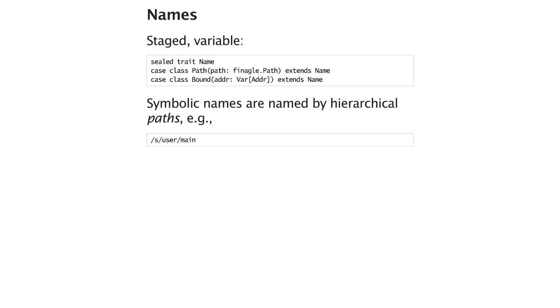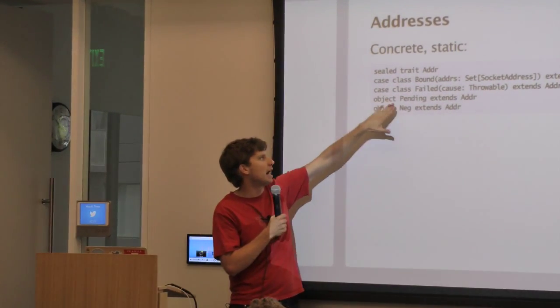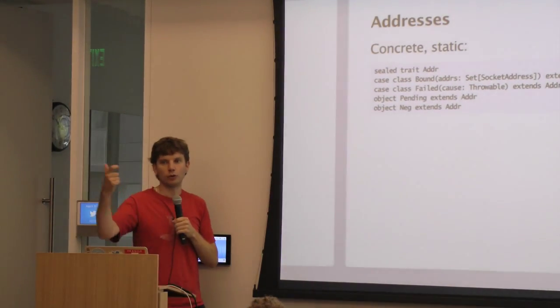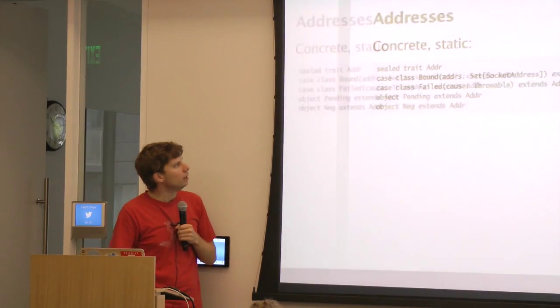Now, on top of an Addr, we have something called a Name. The interesting thing here, by the way, is that addresses are both concrete and static, right? This is just a regular socket address. Addresses describe concrete destinations. If I have an Addr.Bound, that represents a concrete host list, effectively, that I can connect to.